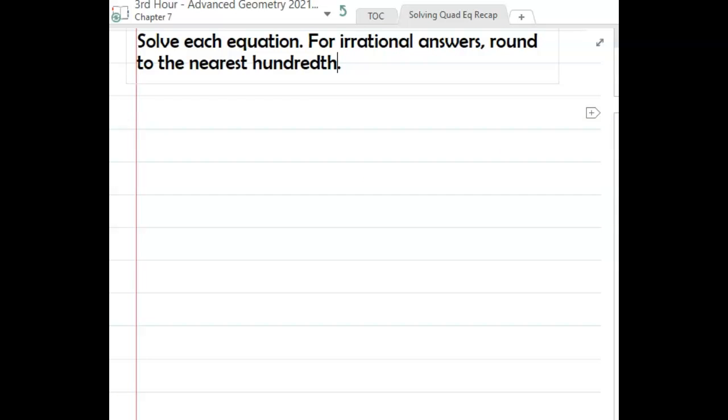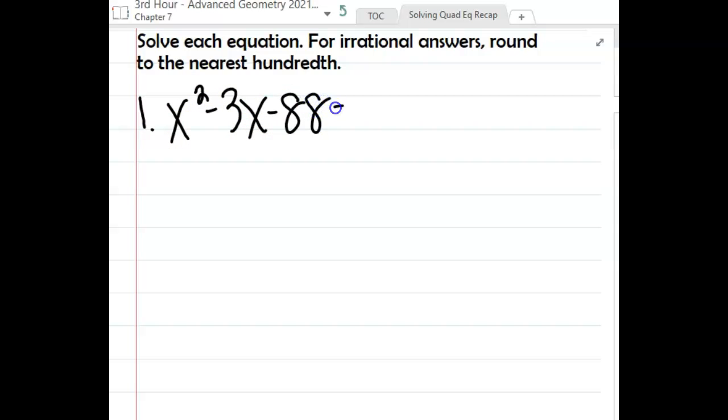So we'll see a couple of those. But let's start with this first one. It says x squared minus 3x minus 88 equals 0.